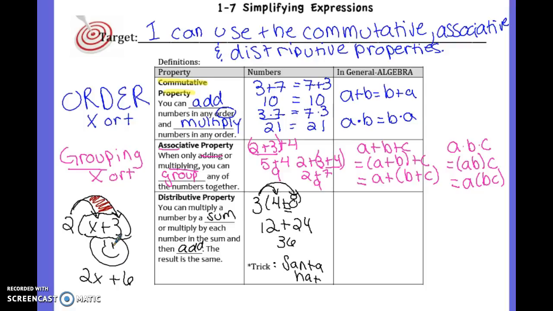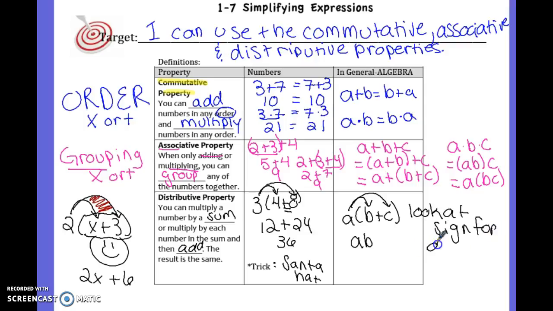So in general, if you have A times B plus C, it's just A times B. And then always look at the sign. Look at the sign for your operation. Because it's positive, you have plus AC. And your arrow means to multiply.